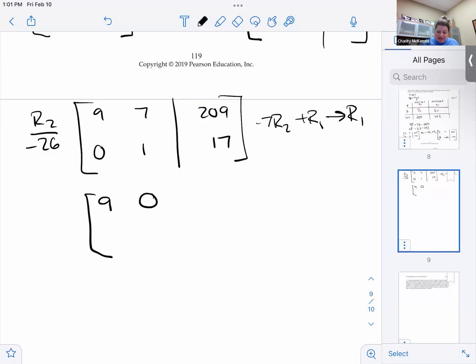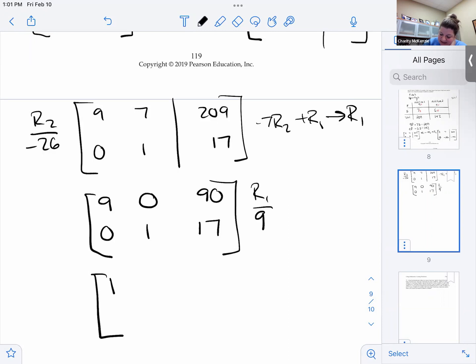And then I'm going to cheat. 17 times negative 7 is negative 119 plus 209 is 90. Then 0, 1, 17. Okay, so the top can be divisible by 9, and the answer is 10. I was doing it in my head and said the wrong thing. So our final result is 1, 0, 10, and 0, 1, 17.